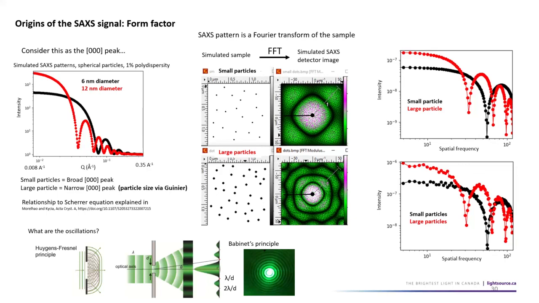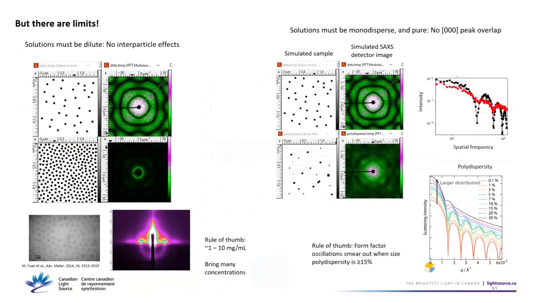But there are some limitations to this, and the limits are the solutions. If you want to pull out a particle size or a particle shape from solution, your solutions have to be really dilute. You can't have interparticle effects, because when these particles get closer together, they start to interact with one another, and now you get an intense peak here that's related to the interparticle distance, and so the structure factor is taking over, and the form factor you can't really see as much anymore.